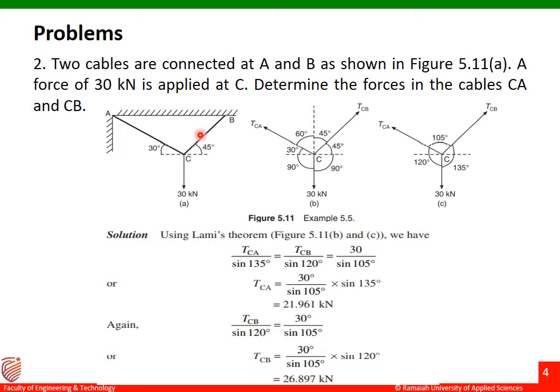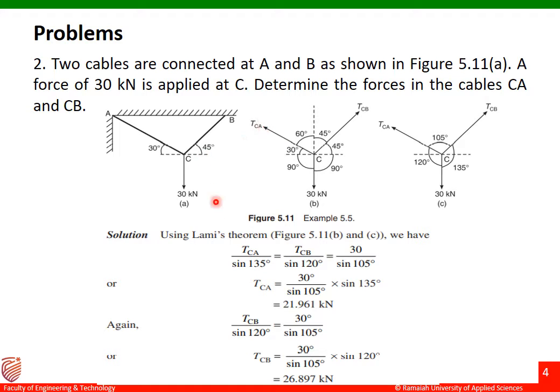And then we have one more force, that is 30 kilonewton. So totally we have 3 forces. That means we can apply Lami's theorem in order to get the forces in cables CA and CB. So let us draw the free body diagram for this figure. You can see here in figure 5.11b, this is the free body diagram of the given figure. The weight of the given system is 30 kilonewton, and this is TCB, tension in cable CB, and here TCA, tension in cable CA.